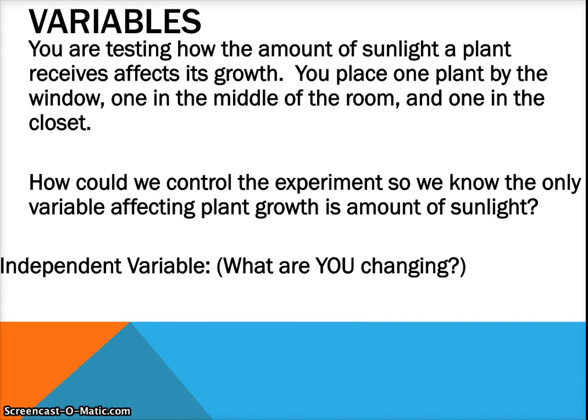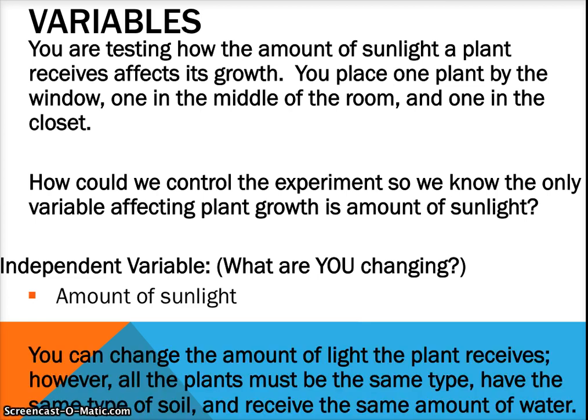What is the independent variable? What are you changing in this example? Amount of sunlight. You can change the amount of sunlight the plant receives. However, all the plants must be the same type, have the same type of soil, and receive the same amount of water.